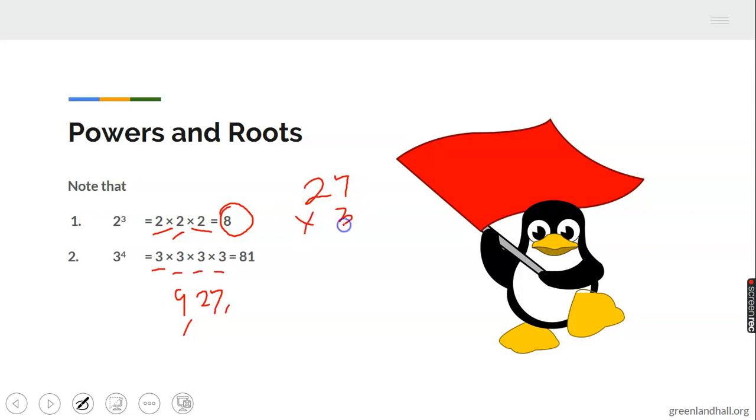27 times 3. 3 times 7 is 21. You write your 1, you carry your 2. Then 3 times 2 is 6. 6 plus the 2 that we have carried is 8. So our answer is 81. That's how we get this answer that you are seeing here, 81. So that's what powers are. We raise them up and then you multiply the whole number the number of times you see as the power. Then you get your answer.